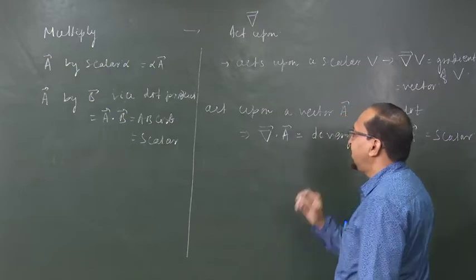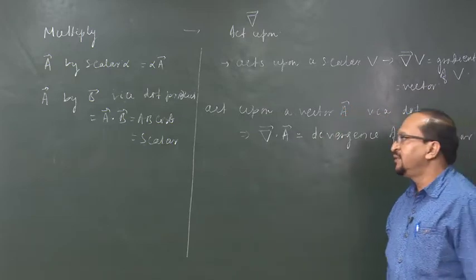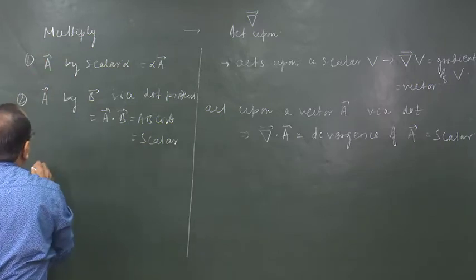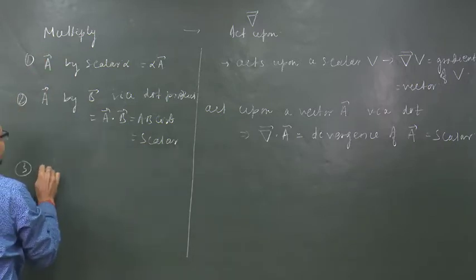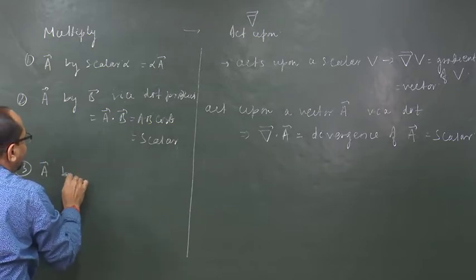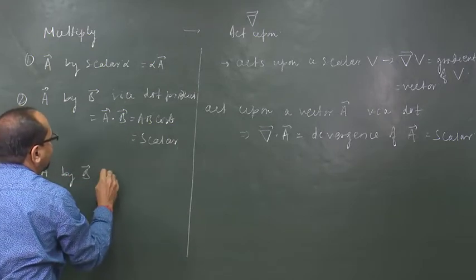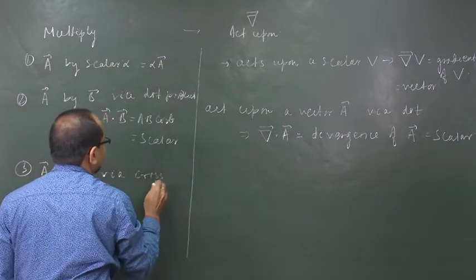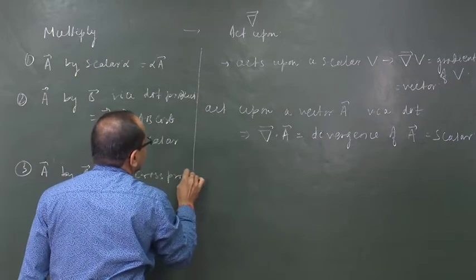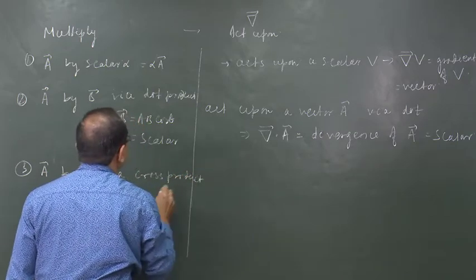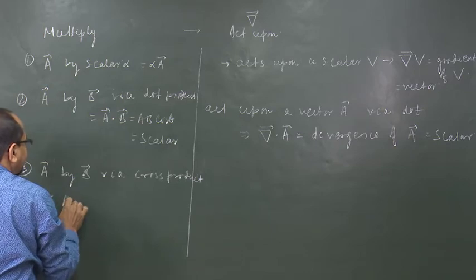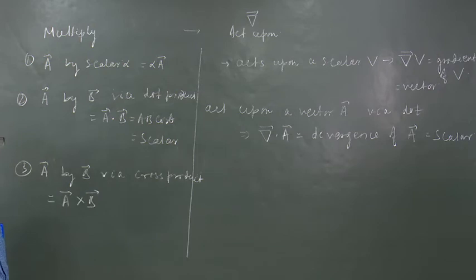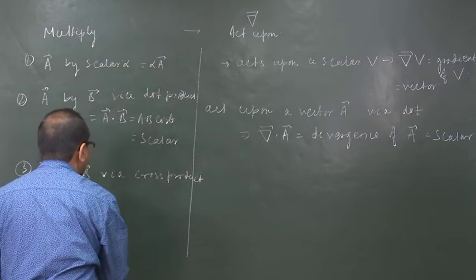As the dot product is scalar, this is also a scalar. So this is the first case, this is the second case. Then the third case is multiplication of a vector by another vector via cross product or vector product, cross product, that is A cross B, which is a vector.